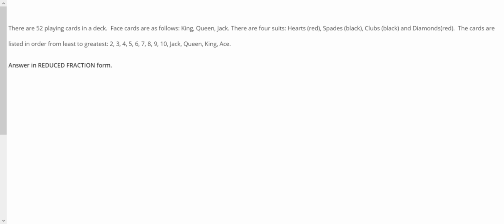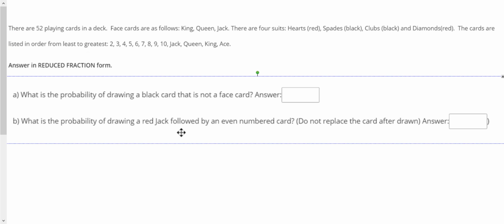Number 2, there are 52 playing cards in a deck, and so on and so forth. So that gives all the information that we're looking at. What we want to do is find, oh, I guess I didn't put the question on here. Let me go ahead and do that real quick. All right, I'm back. So first one is, what is the probability of drawing a black card that is not a face card?